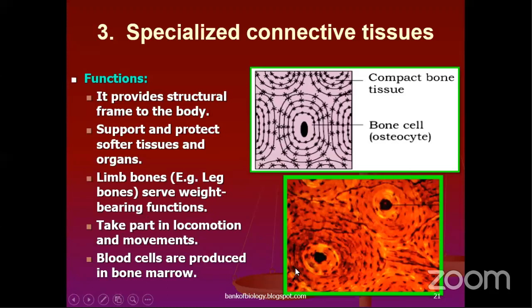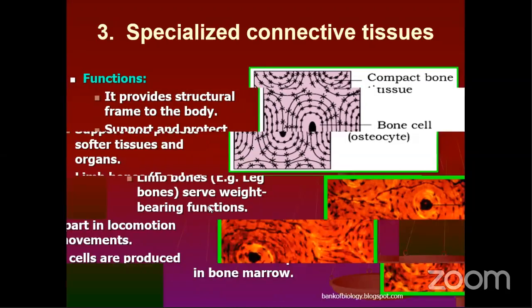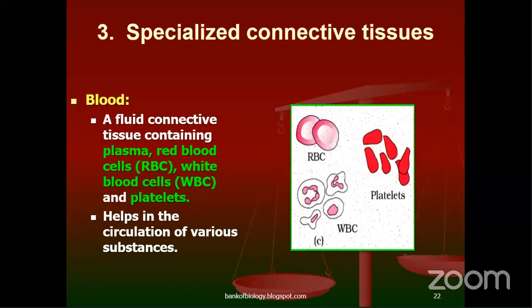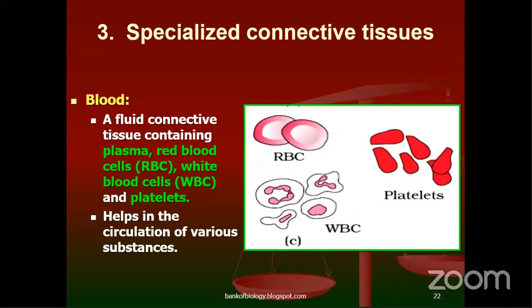So what are the functions? It provides a structural frame to the body, supports and protects softer tissues and organs. Remember this, this is very important. The limb bones, for example leg bones, serve weight bearing functions. They take part in locomotion and movement, and blood cells are produced in the bone marrow. Then we come to blood. Blood is a fluid connective tissue containing plasma, red blood cells, white blood cells, and platelets. Then it helps in circulation of various materials.